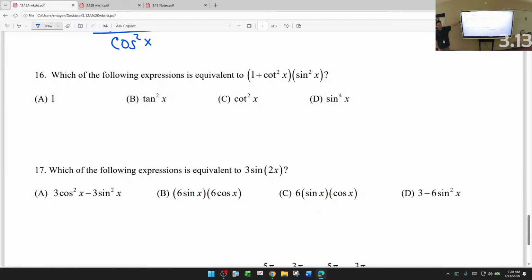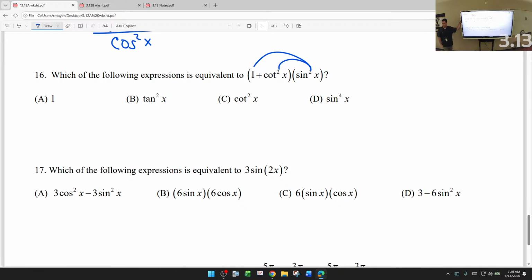Number 16. There's a couple ways you could go about this one. You could distribute sine squared to both, if you wanted to. Sine squared times 1 is sine squared. And then cotangent squared is cosine over sine. You don't do all this stuff in your head. You need to show it on paper. Cotangent is cosine over sine, and you're multiplying it by sine, so the sines cancel, and you're just left with cosine squared.